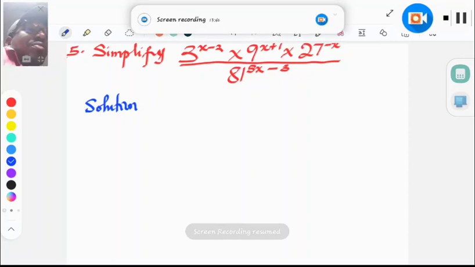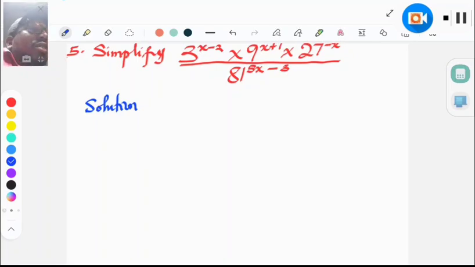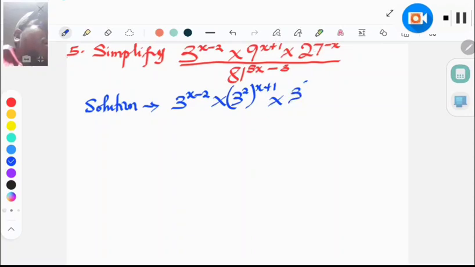Okay, the next question, it's also based on indices, but this time around we are going to be simplifying what we are given. So pretty easy. So we have 3 raised to the power of x minus 2 times. Now this 9 can also be written as 3 raised to the power of 2, so there is an x plus 1 there. Times this 27 can also be written as 3 raised to the power of 3, and the negative x. 81 can be written as 3 raised to the power of 4. Then we have 5x minus 3.